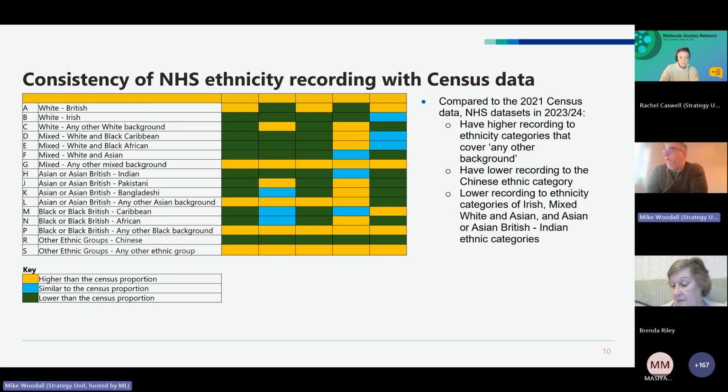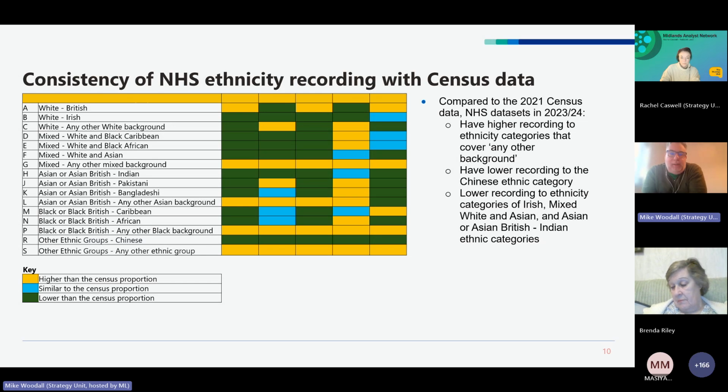So there may be something about the coding of people to those groups within organisations that don't look at the other categories. And then there's lower recording in different groups, so Irish, mixed white and Asian, or Asian British Indian. So there are some areas where they're lower than the overall group, but again, that may be influenced by confounding factors. So this is more an observational piece for people to use in terms of what they might want to look at in improving data quality.